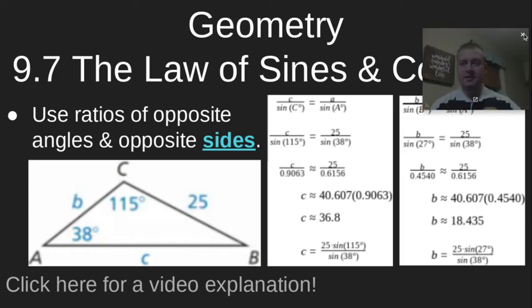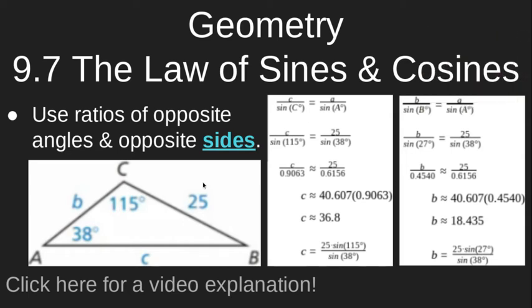I'll hide myself so I can explain things better. Ultimately, there's a ratio between the angle, how wide an angle opens up, and the side that's opposite of it. So the first bit of work here is finding side length C, which is opposite the 115-degree angle.